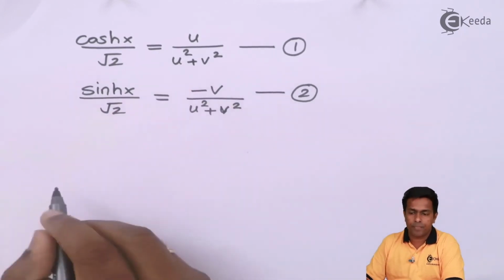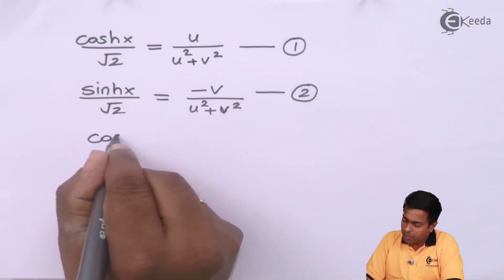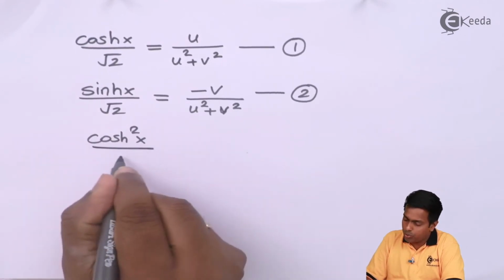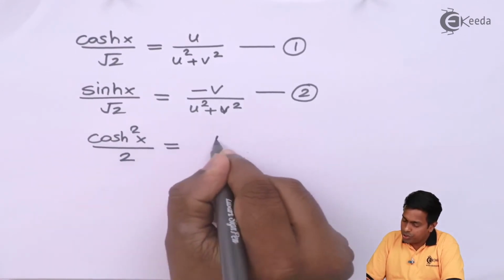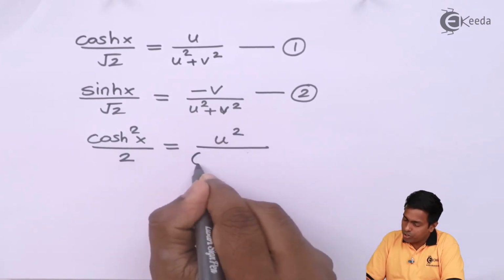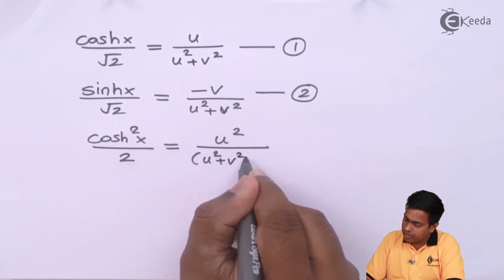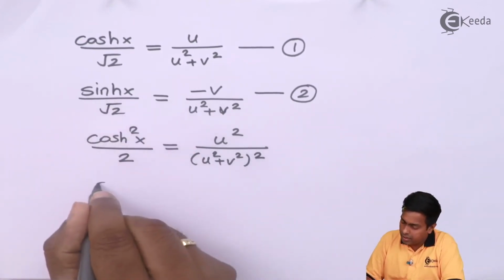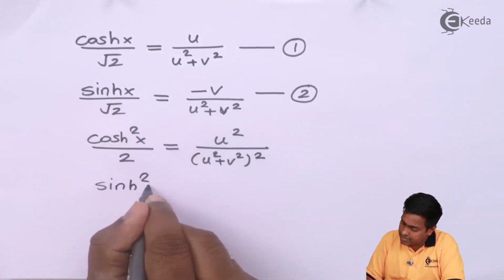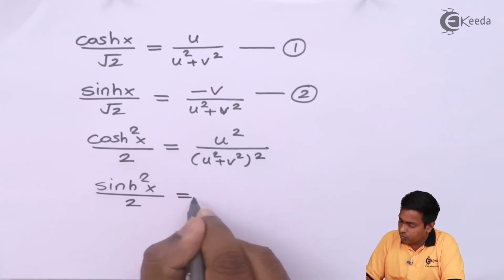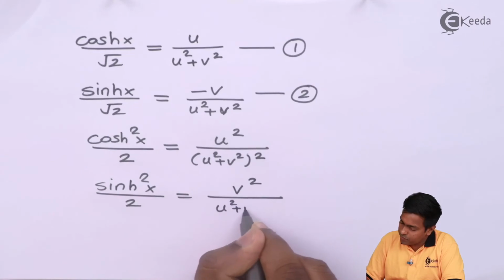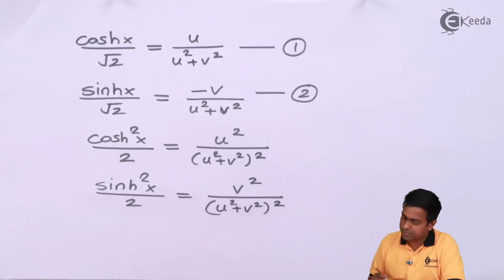So by squaring, here we'll get hyperbolic cos square x upon 2, which is equal to u square upon u square plus v square the whole square, and here we'll get hyperbolic sin square x upon 2 equal to v square upon u square plus v square the whole square.